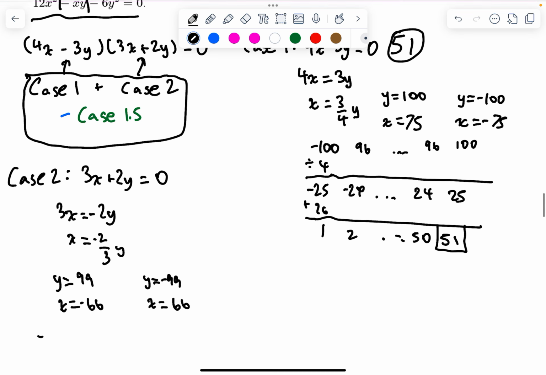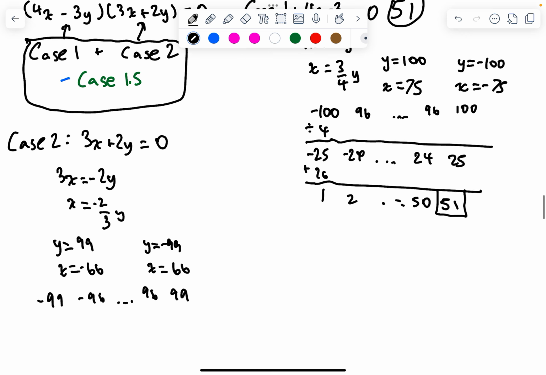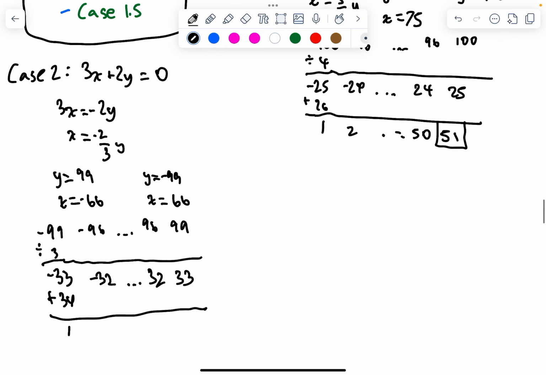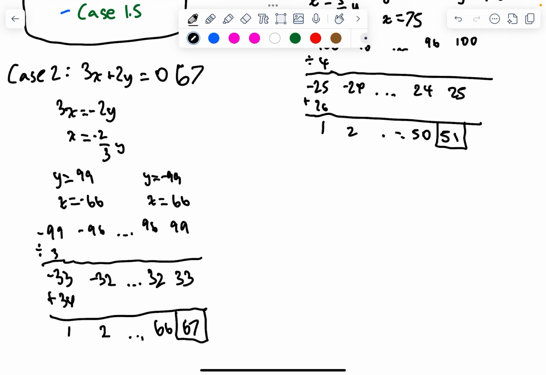So for every multiple of 3 between negative 99 all the way to 99, there is a solution. If we divide this by 3, we're going to have negative 33, negative 32, all the way to 32, 33. Let's add 34 to this. We get 1, 2, all the way down to 66, 67. So we have 67 ordered pairs that work. That's the solution for case 2.